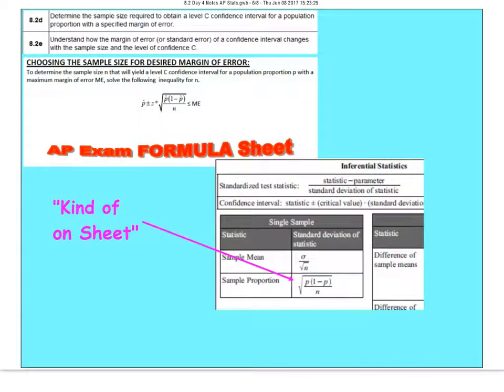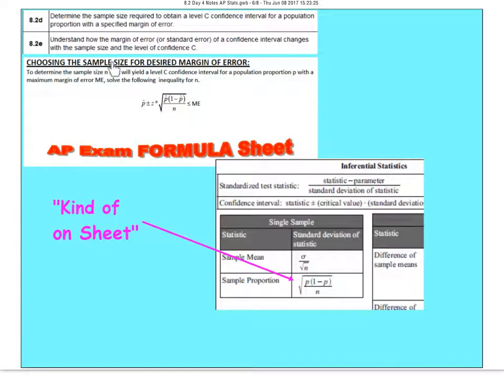So let's do the formal part of our notes in 8.2 D and E here. We first want to determine the sample size required to obtain a level of confidence of our interval for a population with a specified margin of error. And then we want to understand how that margin of error of the confidence interval changes with the sample size.